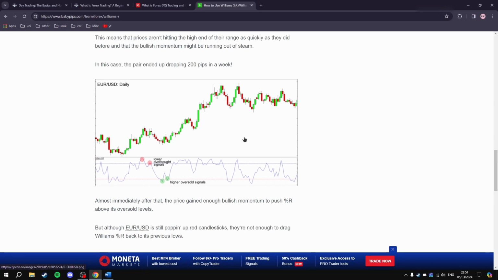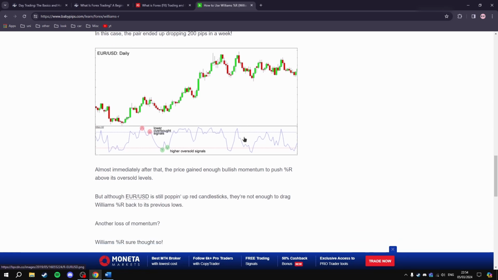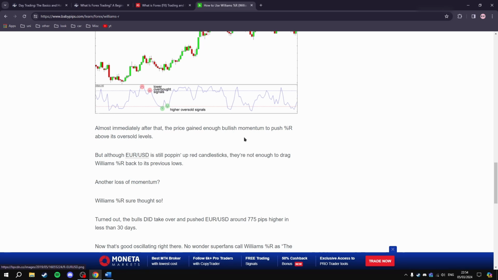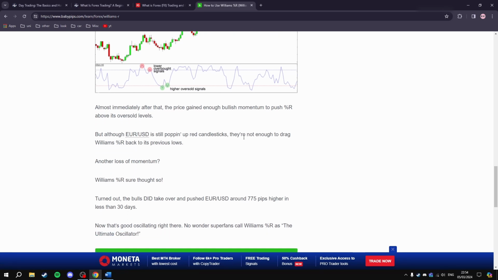Almost immediately after that, the price gained enough bullish momentum to push percentage R above its oversold levels. But although EUR/USD is still popping up red candlesticks, they're not enough to drag Williams percentage R back to its previous lows. Another loss of momentum, Williams percentage R thought so. Turns out, the bulls did take over and push EUR/USD around 775 pips higher in less than 30 days. Now that's a good oscillation right there. No wonder superfans call Williams percentage R the ultimate oscillator.